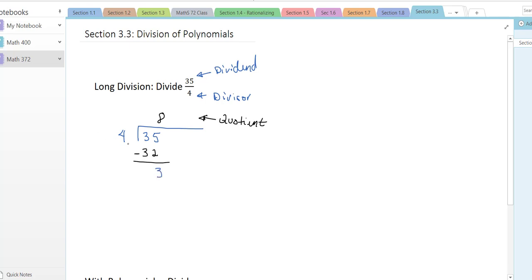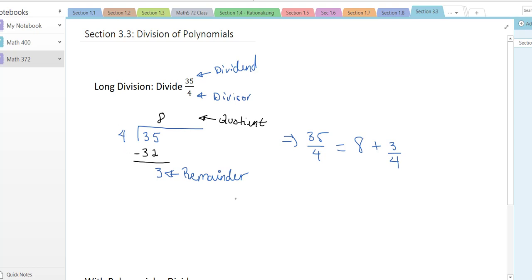And now 3 does not go into 4. So this is our remainder, with an A there. Sometimes I see people spell it reminder, and no, it's the remainder. So what's left over. And so how do you write your final answer? We say 35 divided by 4 is equal to 8, and we have a remainder of 3. How do you write the remainder? We say plus 3 fourths. There are 3 out of 4 left over.